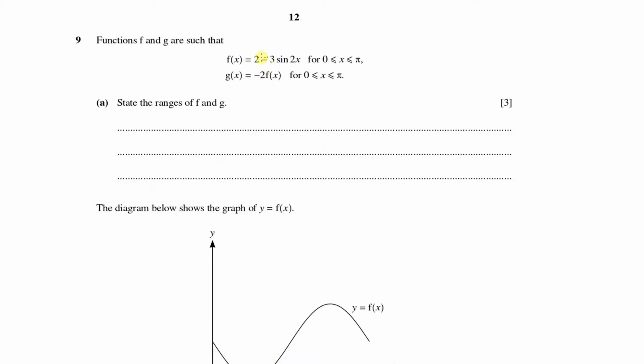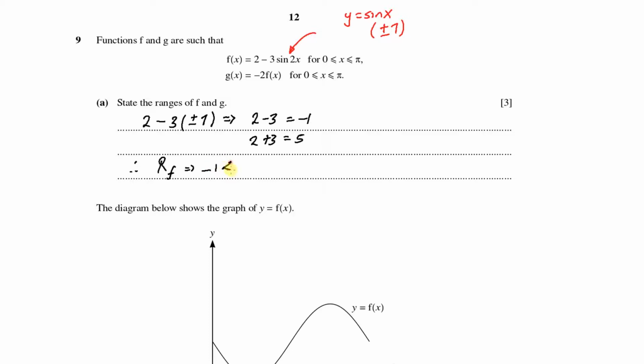Now for the function f of x, you look at the function sine, and we know that for the graph y is equal to sine x, the range for y is plus and minus 1. So when we have now 2 minus 3 sine x, it means the range will now be 2 minus 3 of the range of sine x, which is plus and minus 1. So we're going to have 2 minus 3 here, which is minus 1, and 2 plus 3 here, which is going to be 5. And therefore, the range of f comes out between minus 1 and 5. So that's the range of f.